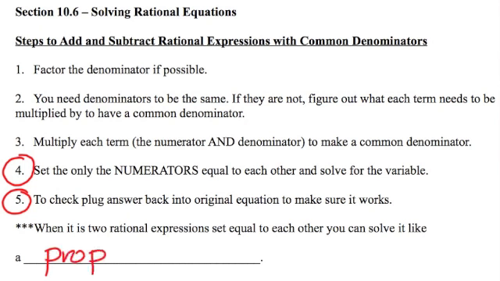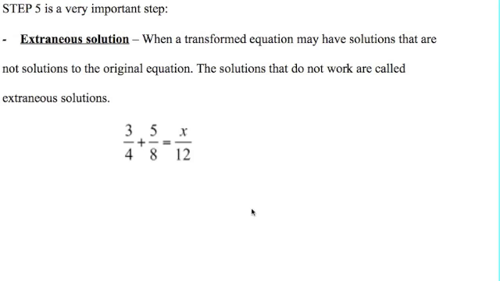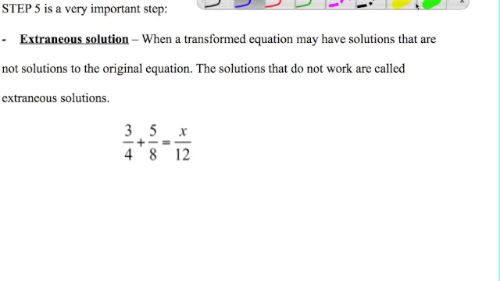And when there's 2 expressions set equal to each other, all we have to do is solve it like a proportion, cross multiply and divide. Step 5 is the most important. We always need to check to make sure it works. We can't have the denominator equal 0. So we need a nice simple one to start off with.